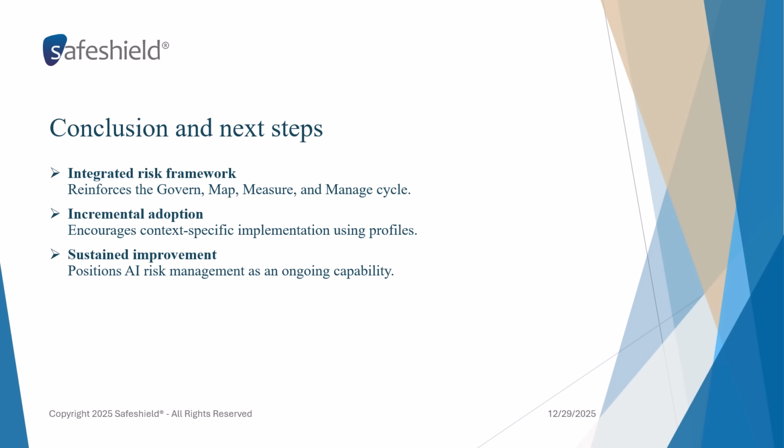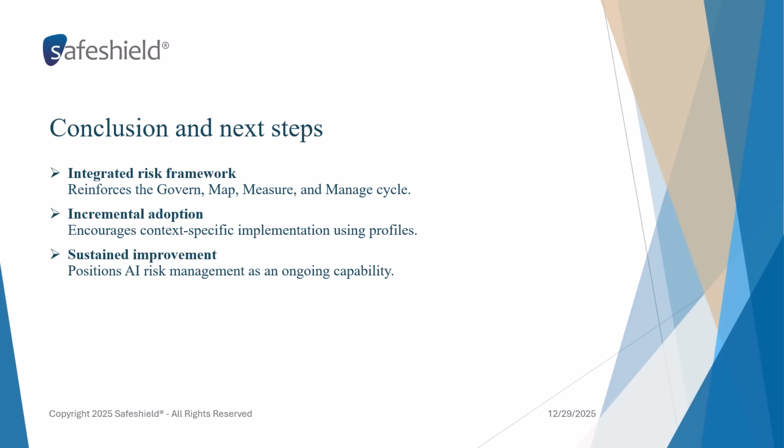Effective adoption begins with context-specific implementation. Organizations should use AI RMF profiles to document current practices, define target outcomes, and identify priority gaps. Incremental implementation aligned with risk exposure supports sustainability and avoids superficial compliance. Integration with enterprise risk management, security, privacy, and compliance programs further strengthens effectiveness.